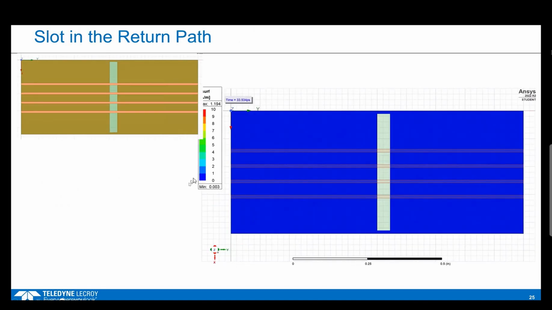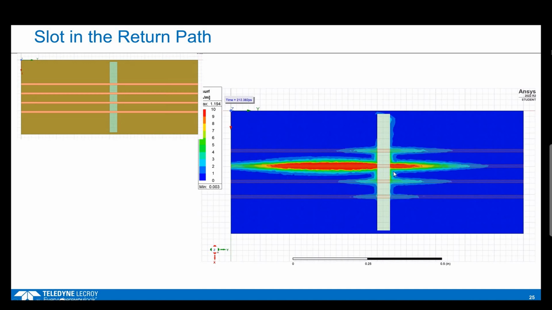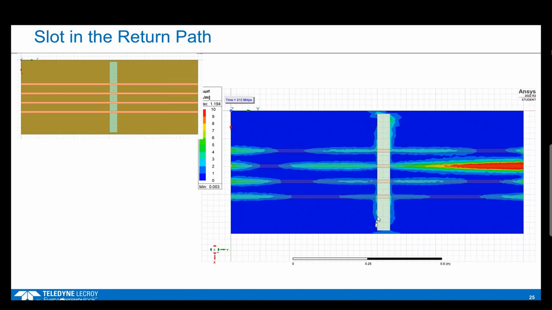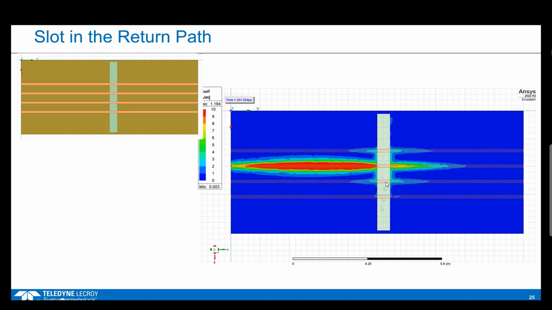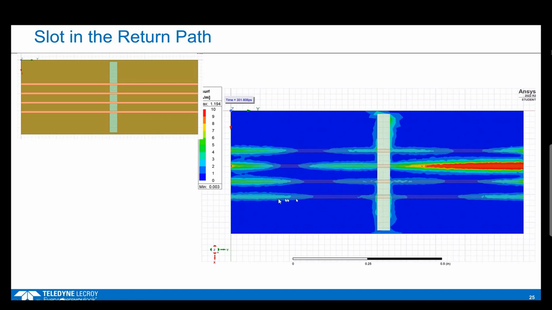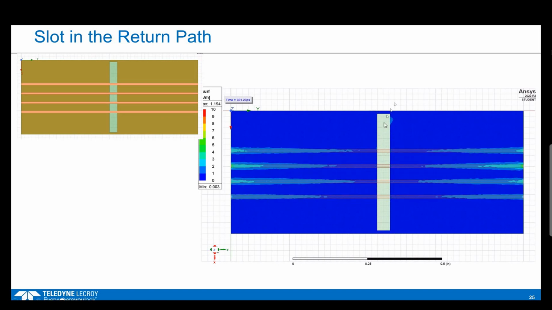And now let's add that discontinuity. So here's our signal, great, uniform, and it hits here, and it stimulates the slot wave mode in this gap, and that slot wave mode couples current noise from the aggressor line to all of the other lines. Look how far away that noise goes. Oh my gosh, a huge amount of noise because of, in this case, the discontinuity in that return path.